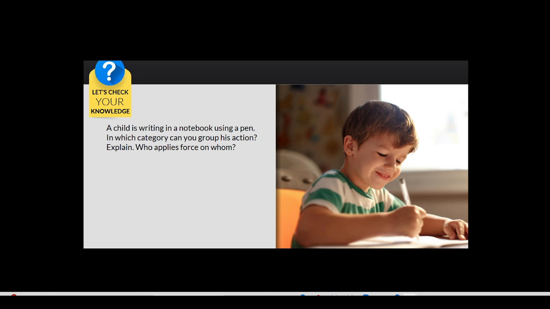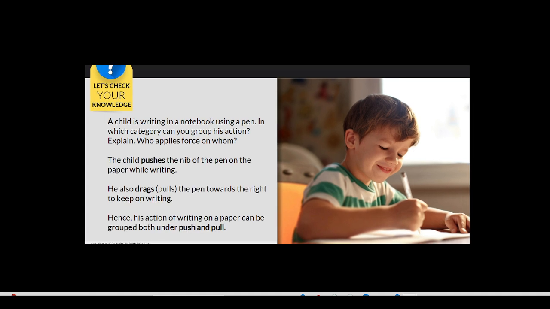No, the child is putting force on the pen. The pen is a slave. The child pushes the nib of the pen on the paper while writing. He is also dragging the pen while writing, right? So that is also pulling. I feel bad for the pen. So he is pushing or pulling, that means he is applying force, right?